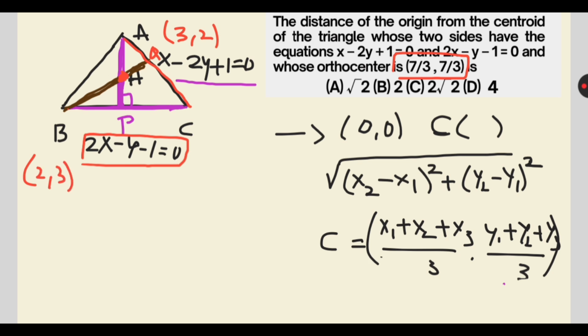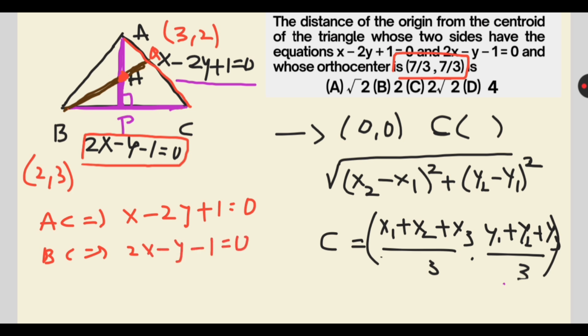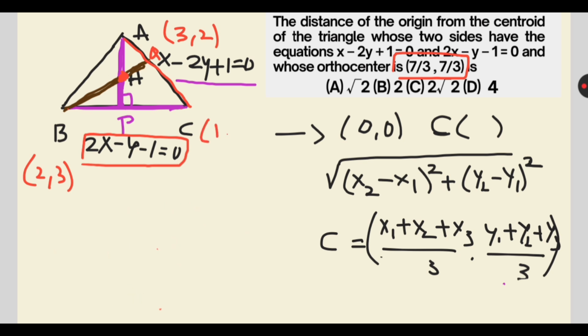The C point we can easily find out because they gave the AC equation, which is x minus 2y plus 1 equal to 0, and also they gave BC, 2x minus y minus 1 equal to 0. From these two, we can get the point C, isn't it? So after solving these two linear equations, we are going to get the point C as 1, 1. The C point is 1, 1. So now we know the three vertices.